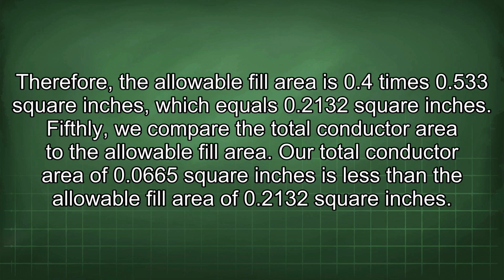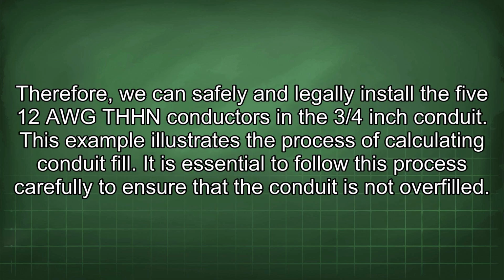Fifthly, we compare the total conductor area to the allowable fill area. Our total conductor area of 0.665 square inches is less than the allowable fill area of 0.2132 square inches. Therefore, we can safely and legally install the 5 12 AWG THHN conductors in the 3/4-inch conduit.